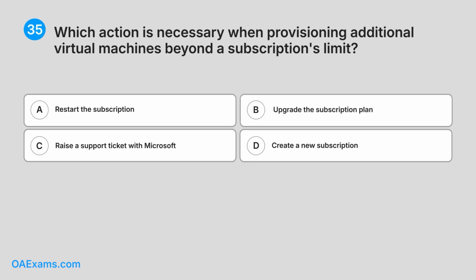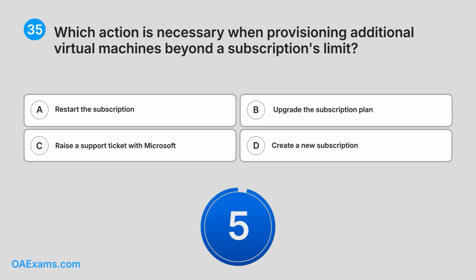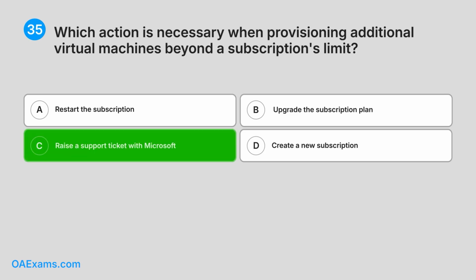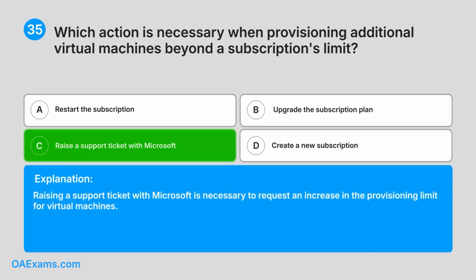35. Which action is necessary when provisioning additional virtual machines beyond a subscription's limit? A. Restart the subscription. B. Upgrade the subscription plan. C. Raise a support ticket with Microsoft. D. Create a new subscription. Do you know the answer? Correct answer. C. Explanation. Raising a support ticket with Microsoft is necessary to request an increase in the provisioning limit for virtual machines.